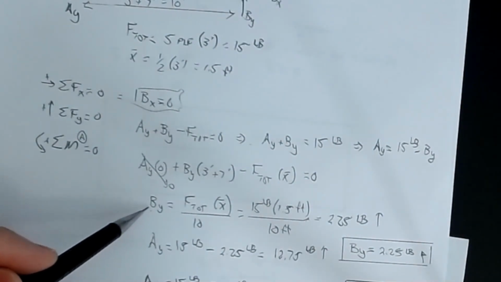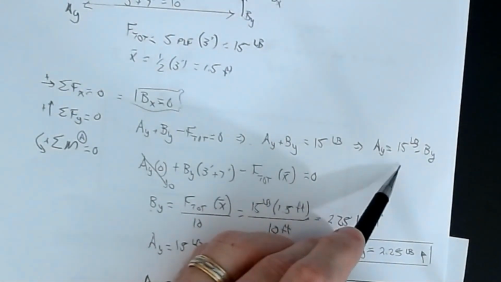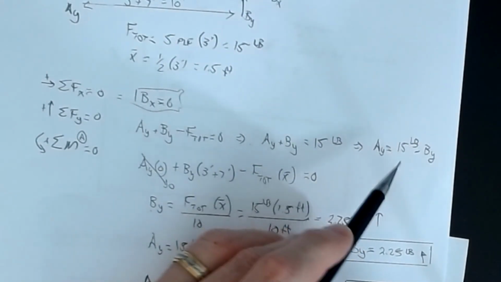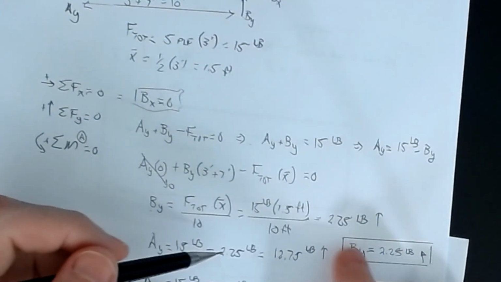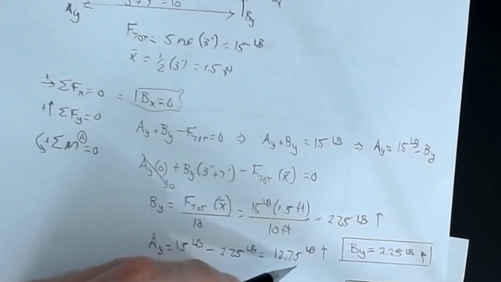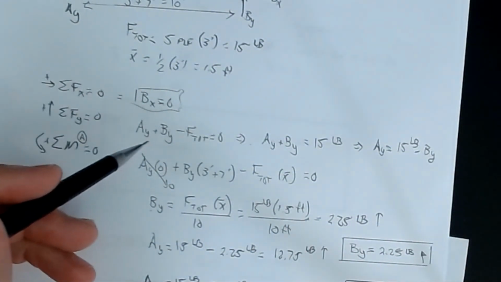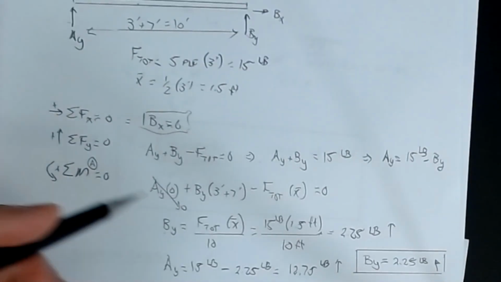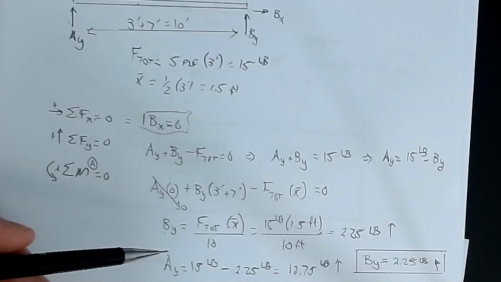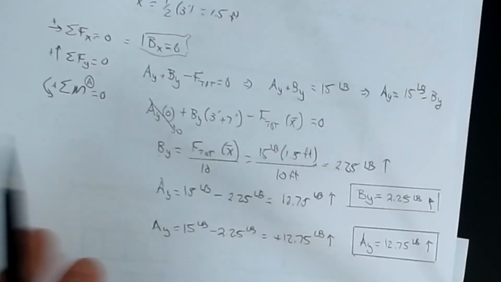Once I have BY, I can go back to my summation of forces in the Y direction and do 15 pounds minus that BY value, or 12.75 pounds, also acting up. It's a positive value, so it matches what I drew in my picture. That would be my value for AY, 12.75 pounds upward. And with that, you have all of the reactions done. Here's the last line so that you can see it.